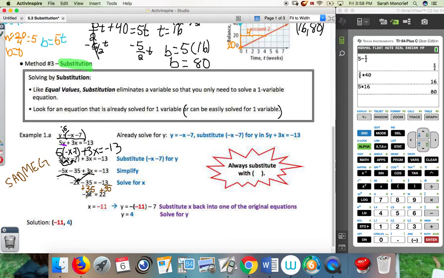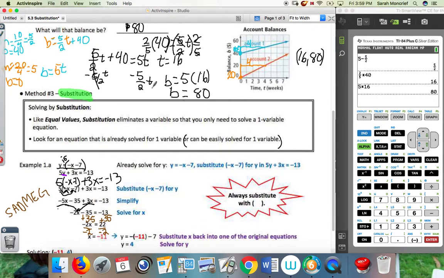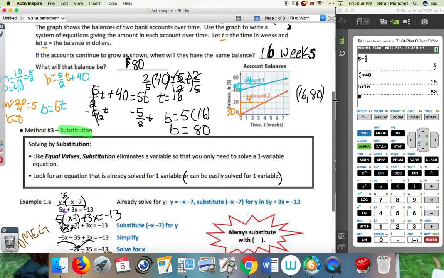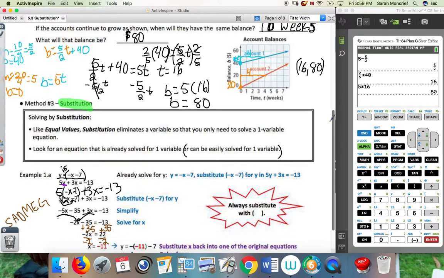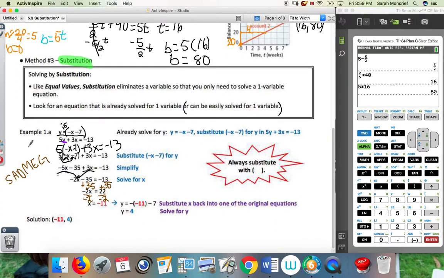And that will get you negative 2x is equal to 22. So how do I get rid of this negative 2? Well, they're multiplying, so we will do division. Divide both sides by negative 2. And now we're left with x is equal to negative 11. Since we have x now, much like when we had t in the equal values method, I will now plug it into one of these equations and find y.